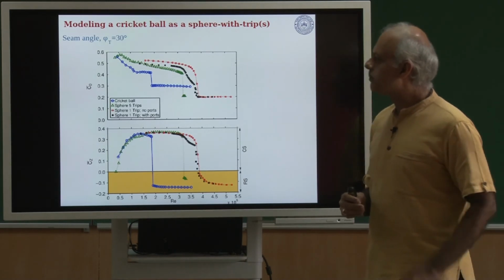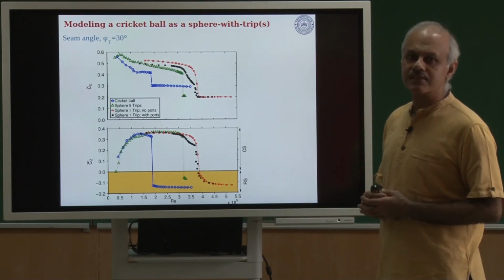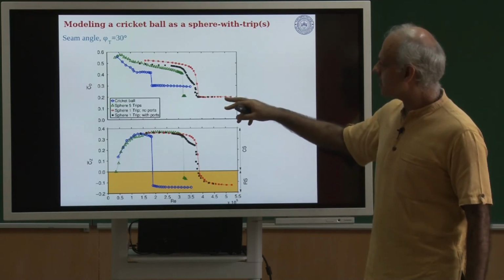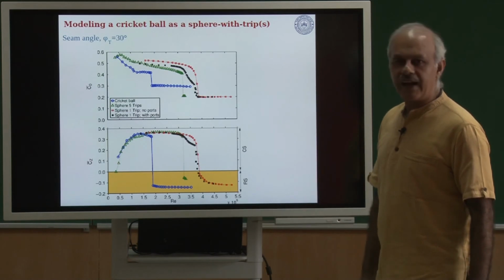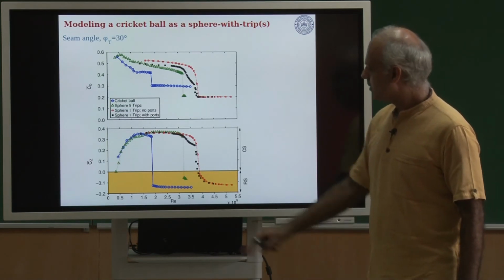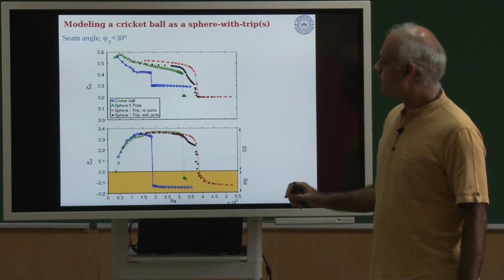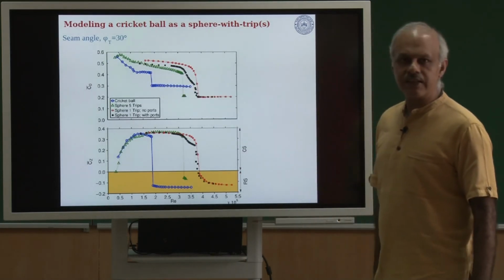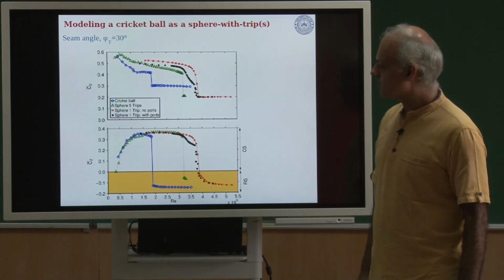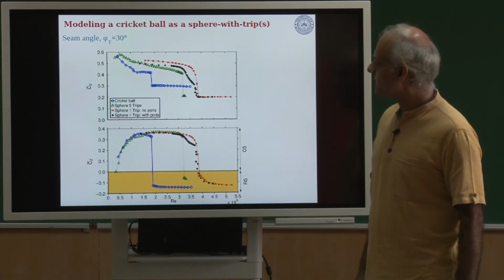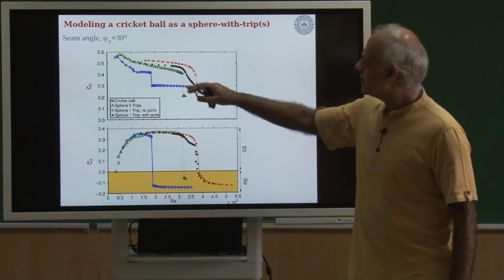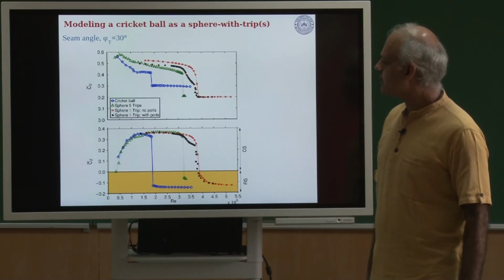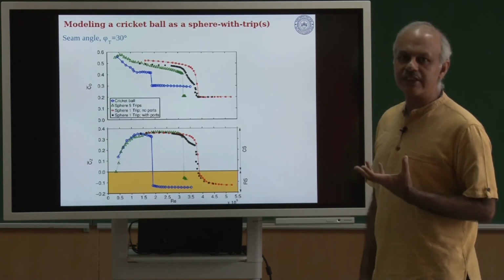What happens if we replace the ball with the models, the synthetic ones? So what this picture shows is the coefficient of drag and the swing coefficient with Reynolds number. Let me take you through the different curves. So the blue curve is the cricket ball that we have already seen. This was shown in the last picture. The one in green is actually a synthetic cricket ball made out of plastic, and the surface is very smooth.